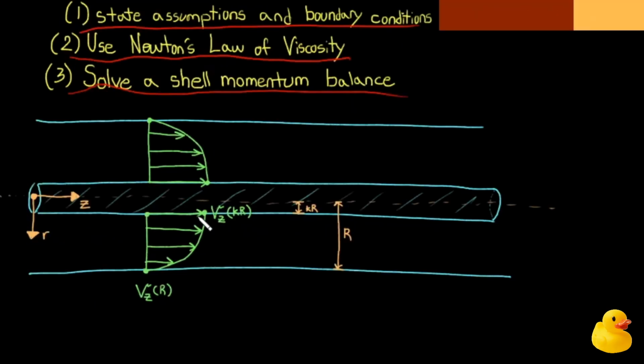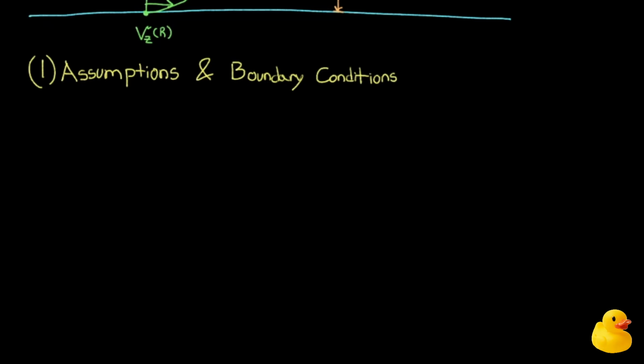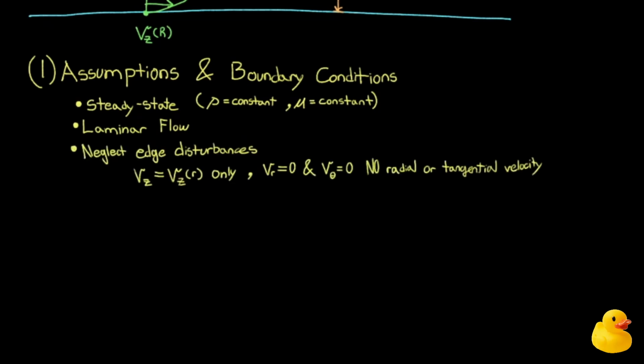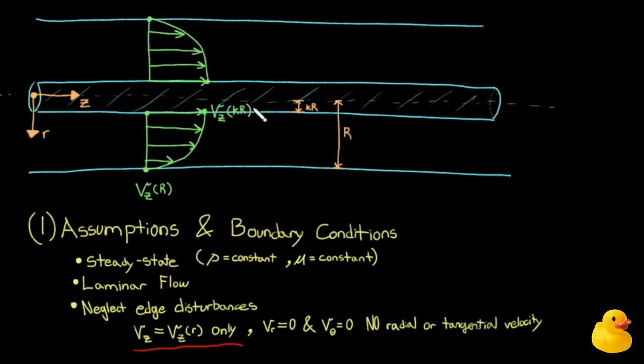Because this is a chapter 2 problem, it's safe to assume that we're working in steady state and with laminar flow. To simplify things, we're going to neglect edge disturbances. The problem is set up so that the axial velocity, or v sub z, is only a function of r, the radius. That makes sense because we see from our drawing here that the water is flowing axially only, but the magnitude of the velocity depends on the distance from the center of the pipe. See, the lines are smaller and longer here. So in other words, it just depends on the radius.